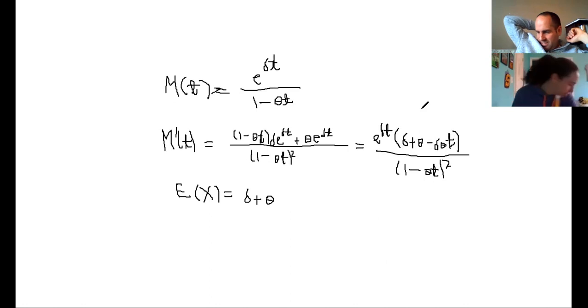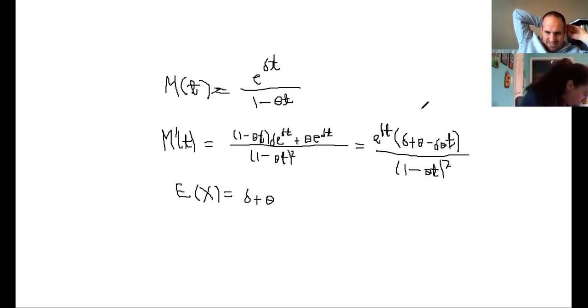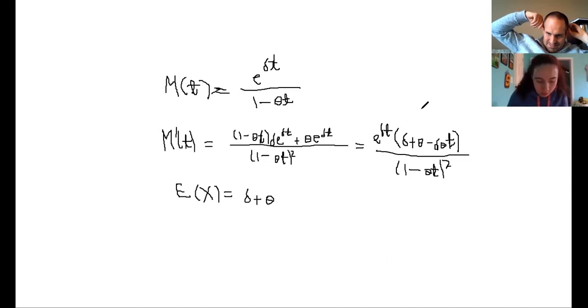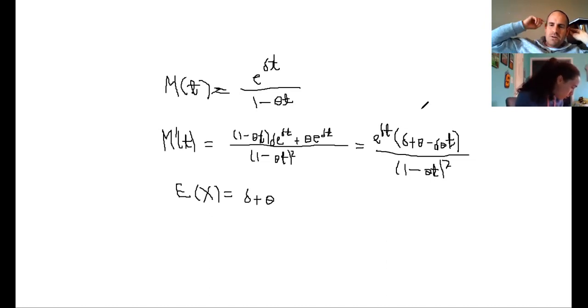Gotcha. I think what I was trying to do was declare what lambda was, and then use the equations we had in the notes where the expected value was 1 over lambda.